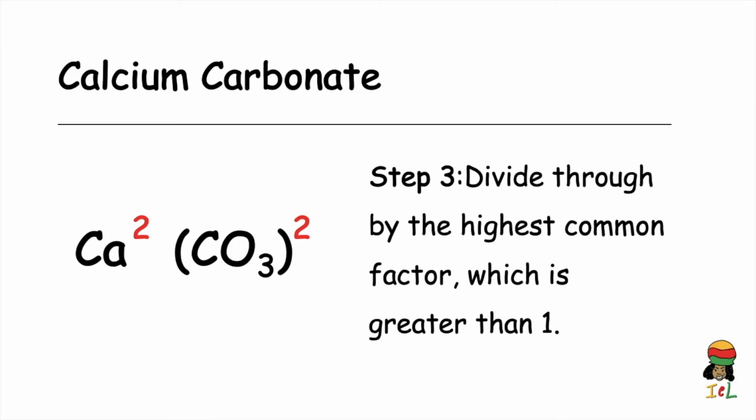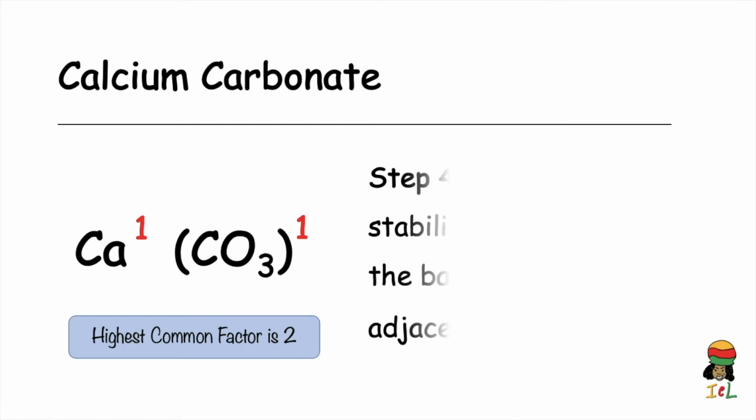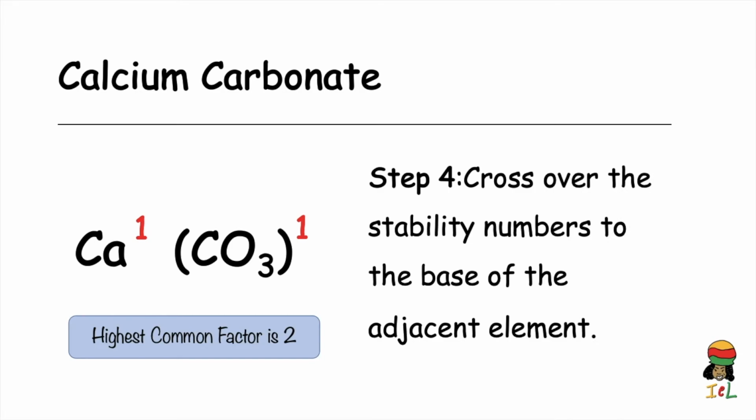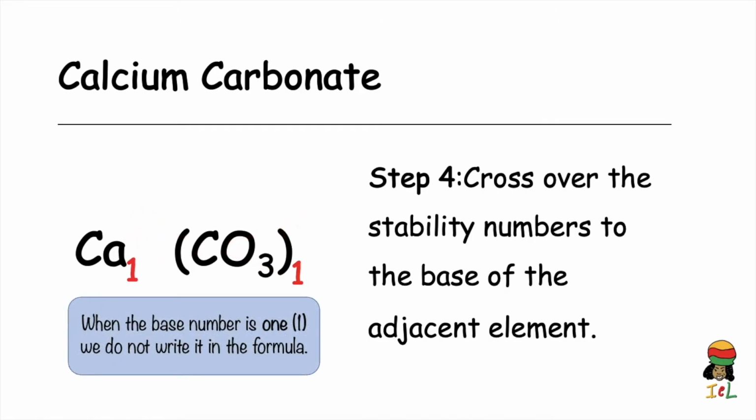Step 3, divide each stability number by the highest common factor, which is 2 in this example. Both stability numbers are divided by the highest common factor of 2, which brings it to the lowest possible ratio between the calcium and the carbonate. Step 4, cross over the stability numbers to the base of the adjacent element or radical. So 1 goes to the base of carbonate and 1 to the base of calcium. Make sure to write the base number for the radical outside the bracket at the bottom right.